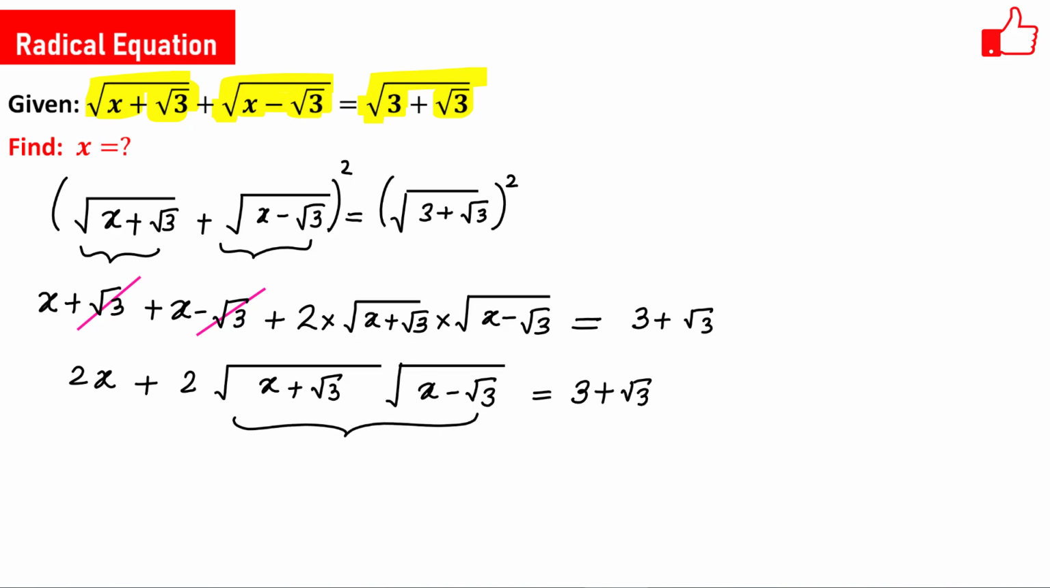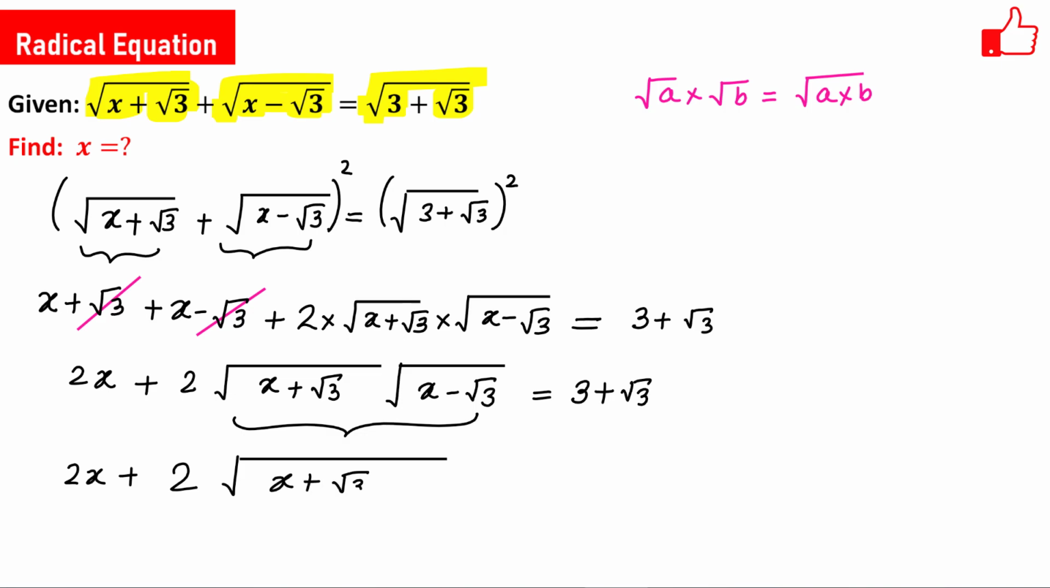We can further simplify this term. So this becomes 2x plus 2 times, and if you remember, by the rules of exponents, root a times root b can be written as square root of a times b. So, using this rule, I can write this as 2 times square root of (x plus root 3) times (x minus root 3), equals 3 plus root 3.